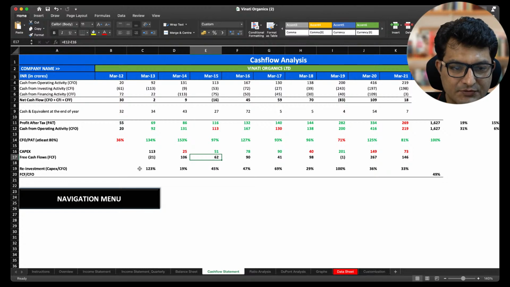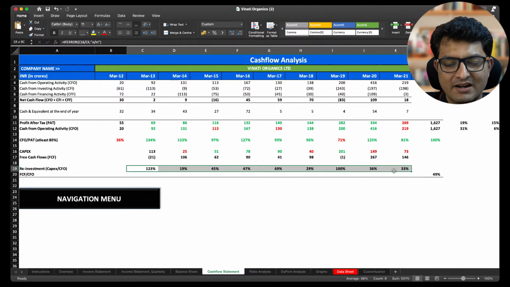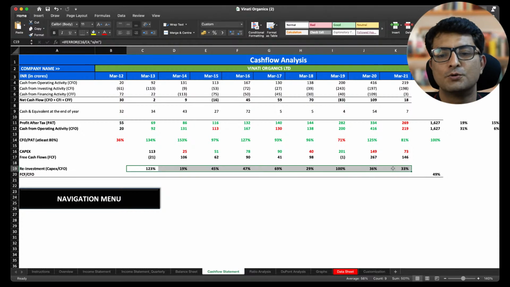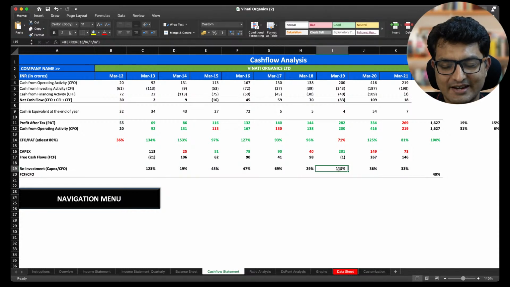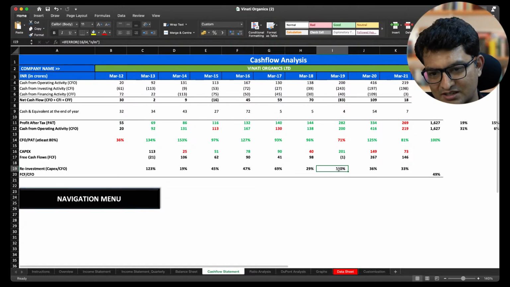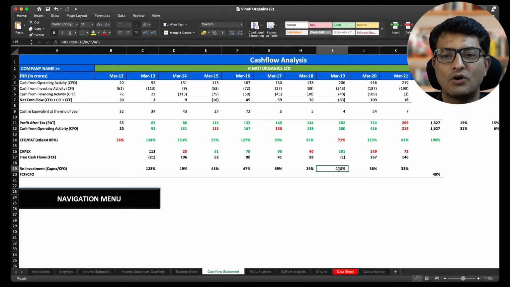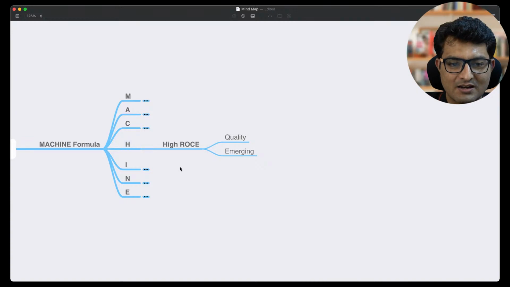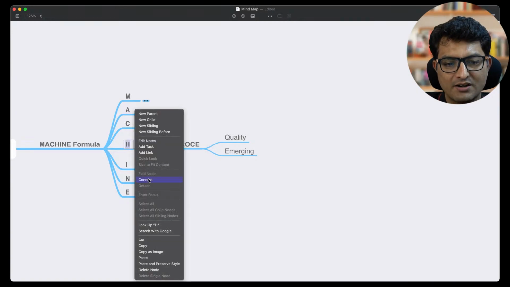So that is where it is very important to see the reinvestment rate, which is capex by CFO. If this rate is more than 30, 40, 50, 60%, and if your ROC is also very high, you have hit a jackpot. You have hit a mega compounding machine. So that is where the ROC is important.